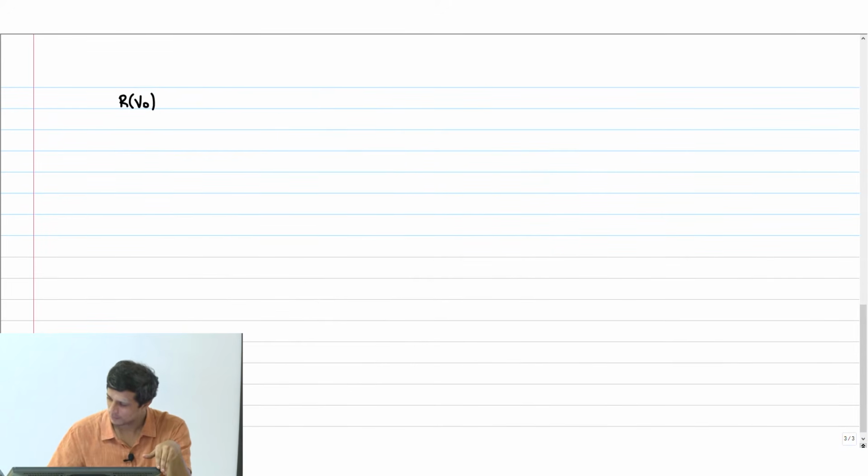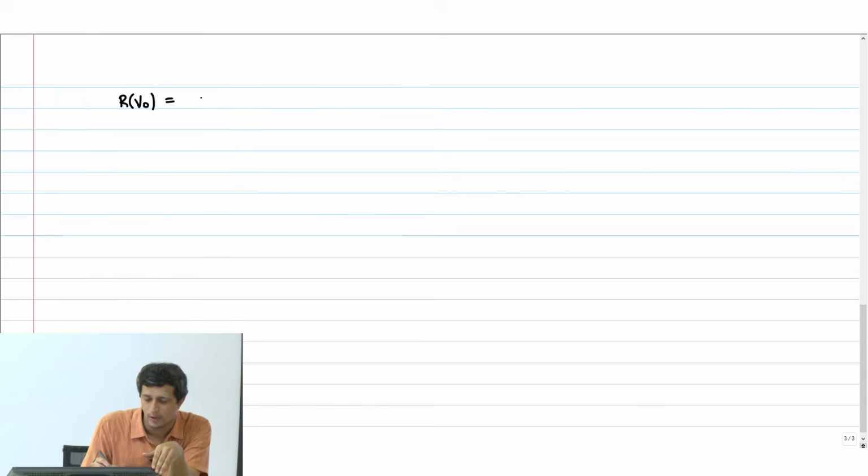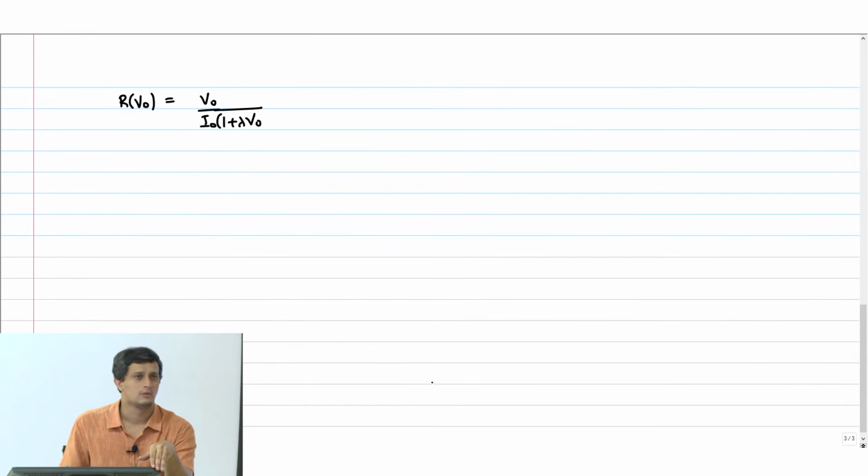So R of V naught is simply what? V naught by I naught into 1 plus lambda V naught. Now I have a function f of x that is going from a to b. I want to find what's the average value. What do you do? You just integrate and divide by x2 minus x1, right? That's all I'm doing here.